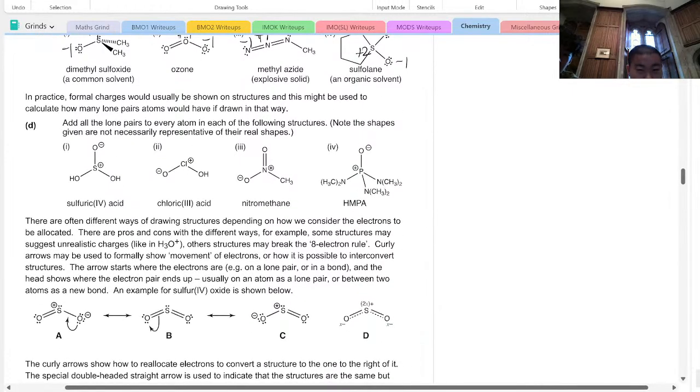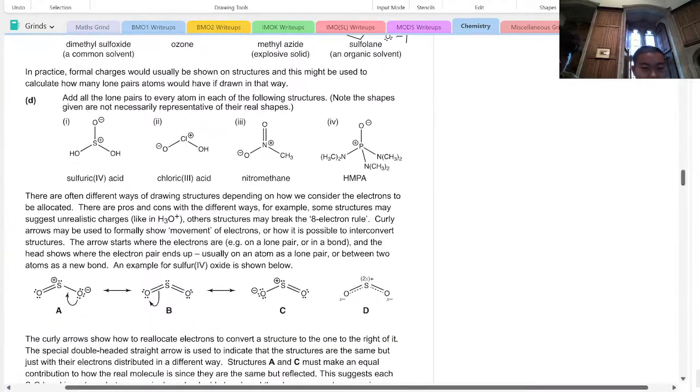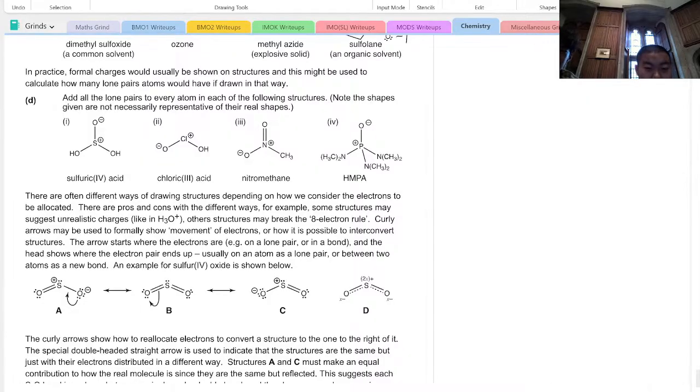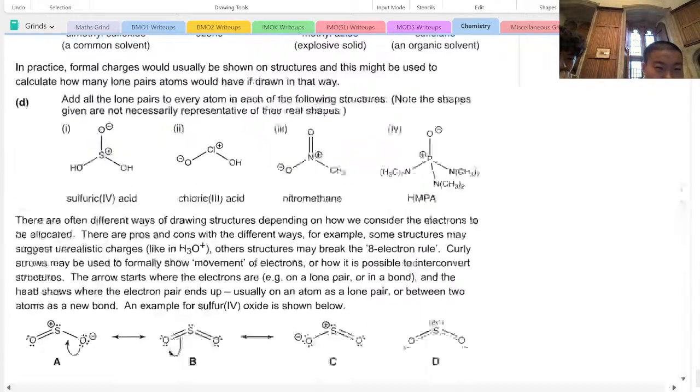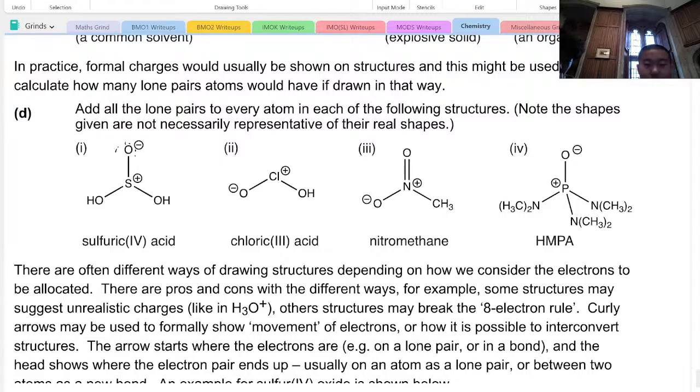Okay. So, I think for this question, you just had to read the question. Add all the lone pairs to every atom in each of the following structures. Oh, hell no. Okay, so the O is supposed to have 7. So I'm gonna draw some lone pairs here. Okay. Yeah, that's correct. And the sulfur is supposed to have 5. So I'll just draw a lone pair there. Okay. Oh wait, there's lone.